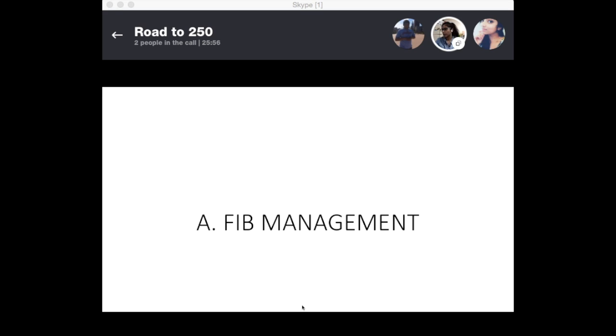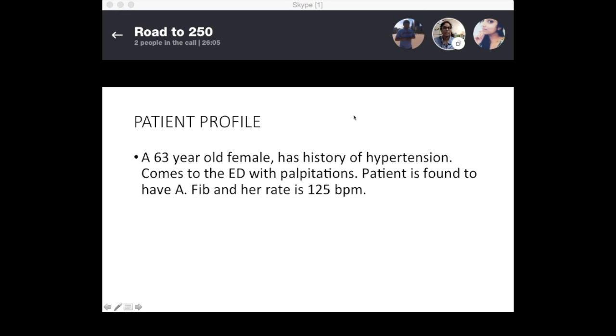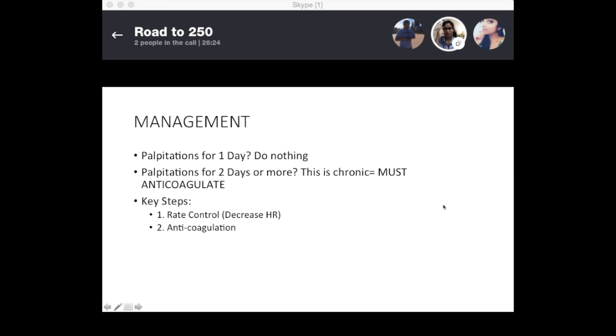Okay, so the last topic of the night I'm going to talk about is AFib management. Consider a patient, a 63-year-old female with a history of hypertension, who comes into the emergency department with palpitations. Palpitations is pretty generic, but the patient is found to have AFib and her heart rate is 125. So how do we manage this patient?